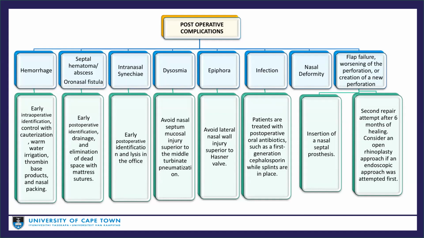Dysosmia can be avoided by avoiding septal mucosal injury, especially in the superior and middle turbinates. Epiphora can be avoided by avoiding the lateral nasal wall superior to the Hasner's valve. Infection can be avoided by always covering patients post-operatively with splints with a first-generation cephalosporin. Nasal deformity can be avoided by use of nasal septal prosthesis.